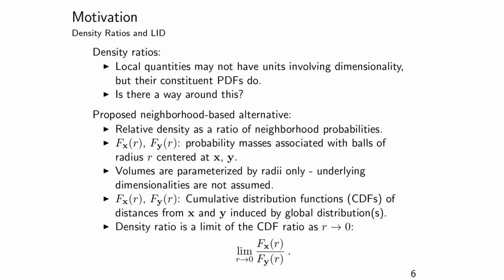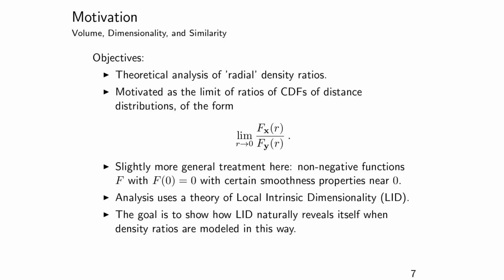In terms of this, the density ratio is just a limit of the ratio of these CDFs as the radius shrinks to 0. Okay, so the objective for the talk is a theoretical analysis of these radial density ratios. They're motivated as the limit of ratios of CDFs of distance distributions of the form that we've just discussed. But in the paper and even in the presentation, we'll give a slightly more general treatment where we assume that these functions are non-negative, that they hit 0 at exactly 0, and that they have certain smoothness properties near 0.